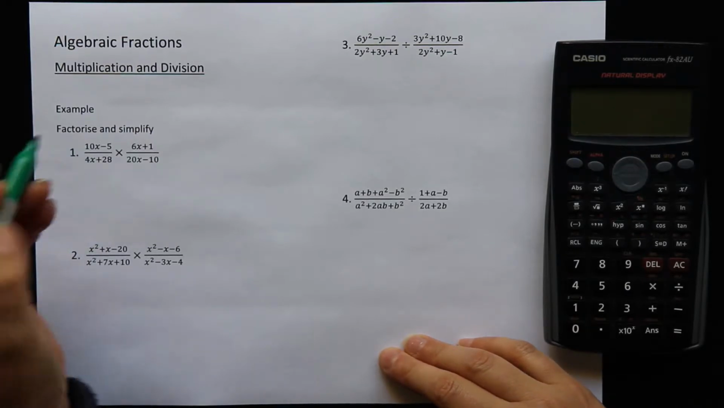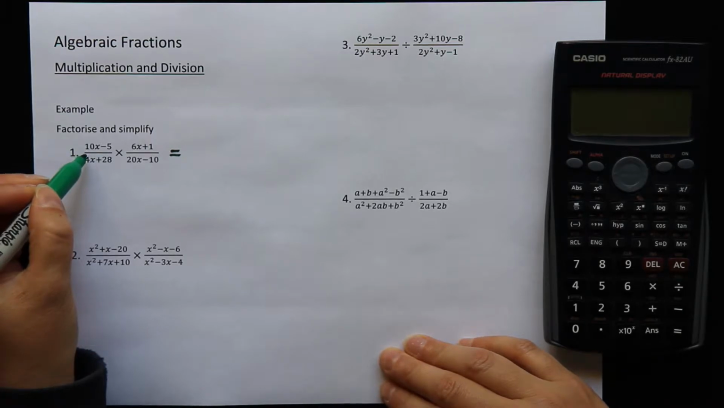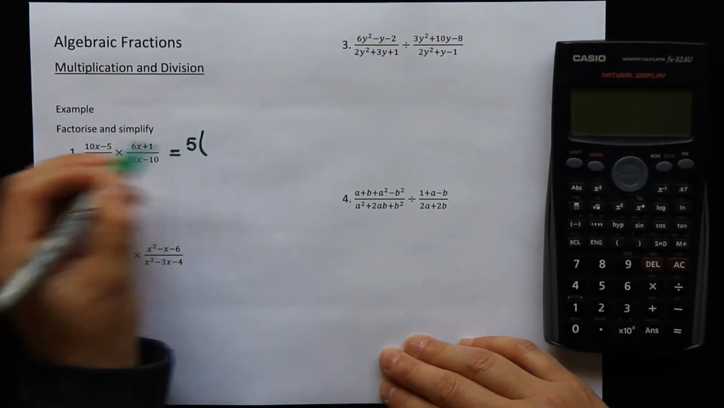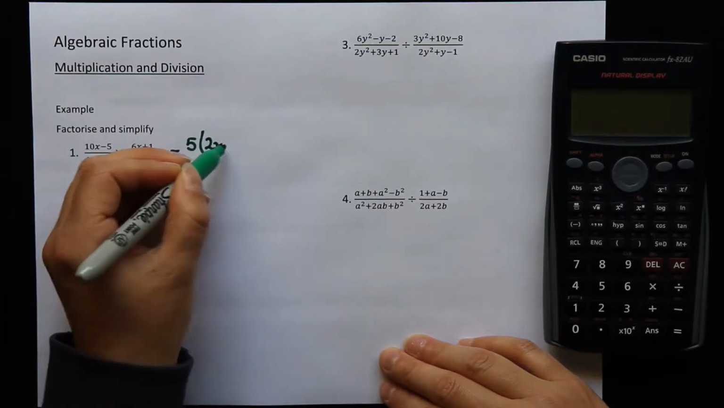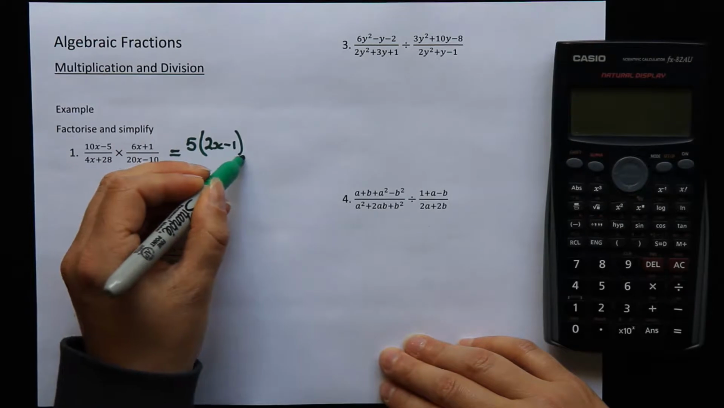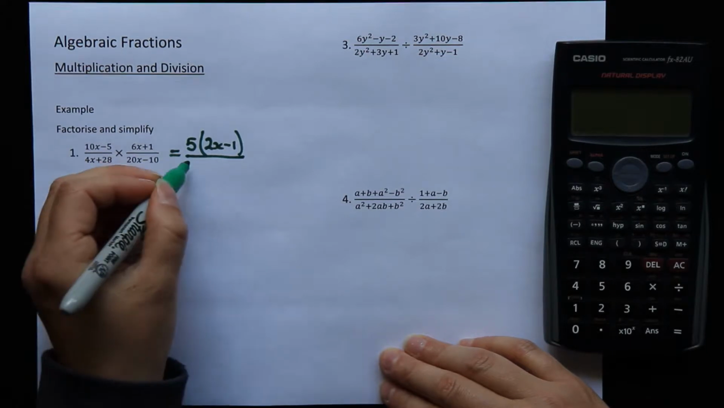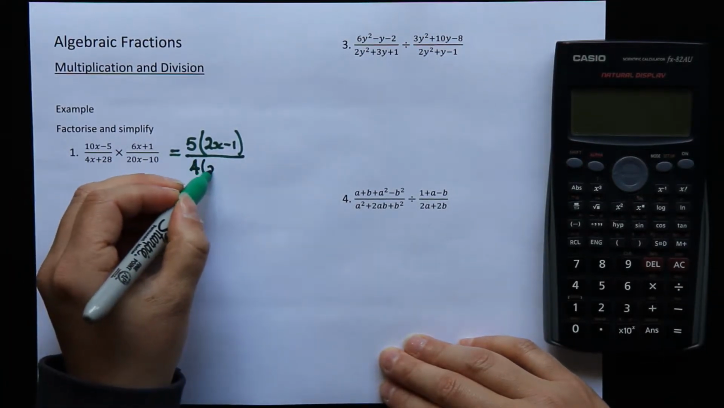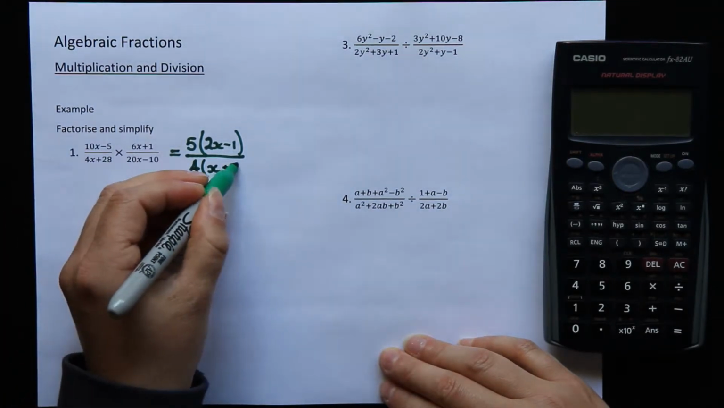For this first fraction, on the top I can take out a common factor of 5. That will leave me with a 2x minus 1. On the bottom of the first fraction, 4x plus 28, I can take out a common factor of 4. That will give me an x, and 28 divided by 4 is 7, plus 7.